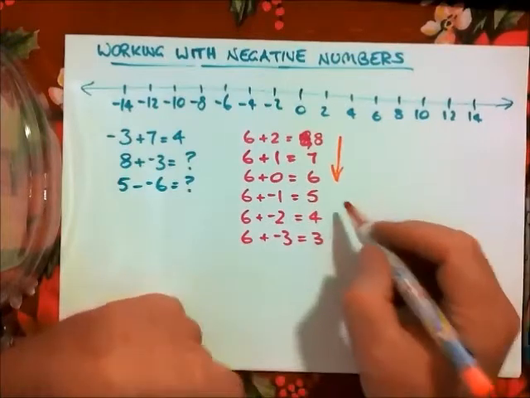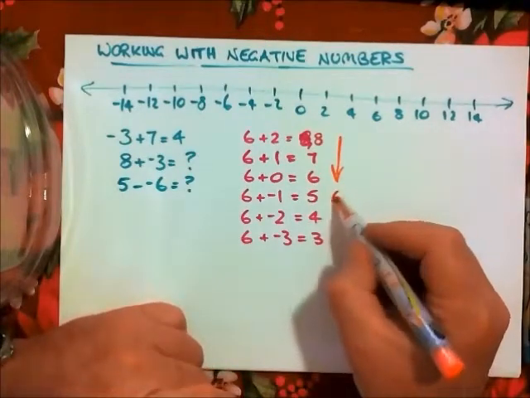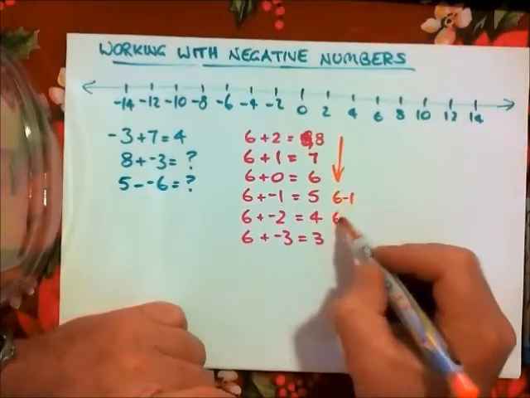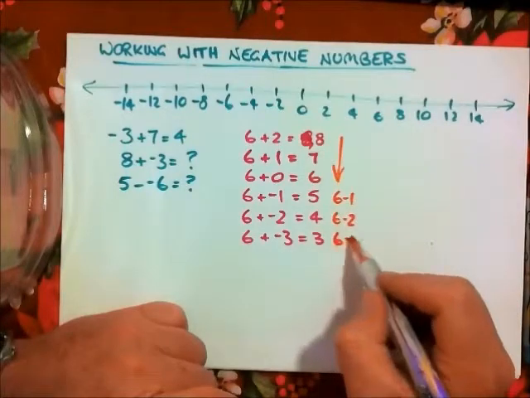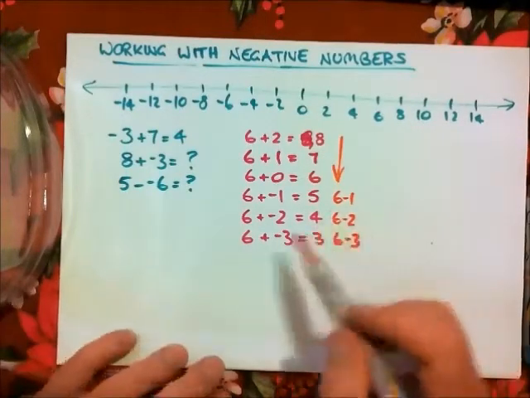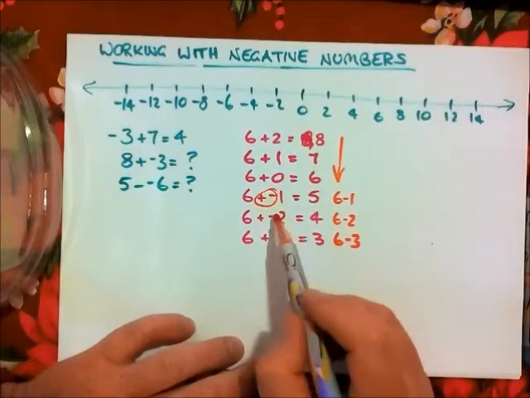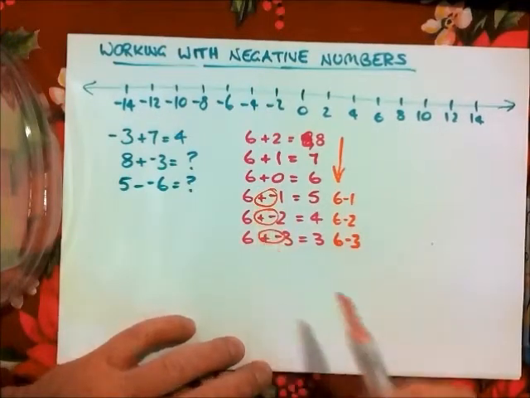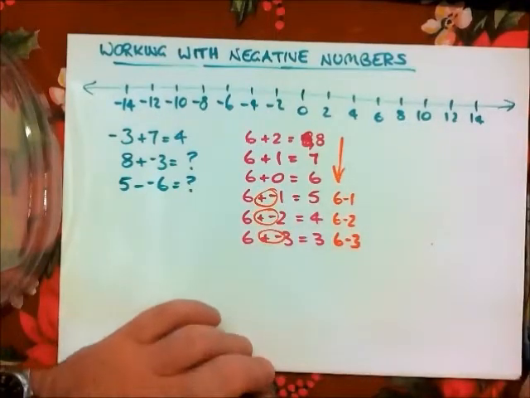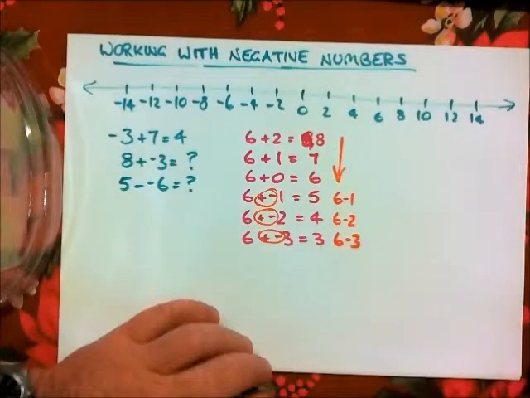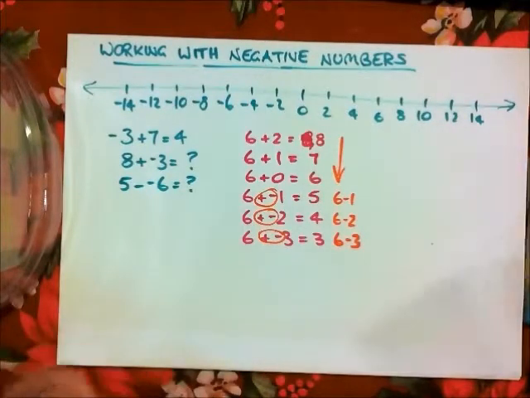Let's have a look here. 6 plus -1 is 5. That's the same as 6 take away 1. And that's the same as 6 take away 2. And that one is the same as 6 take away 3. So really, adding a negative number is just like subtracting. It's the same result. The effect is the same.